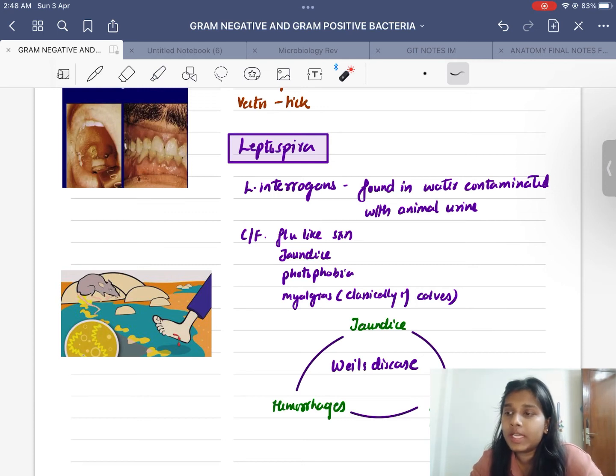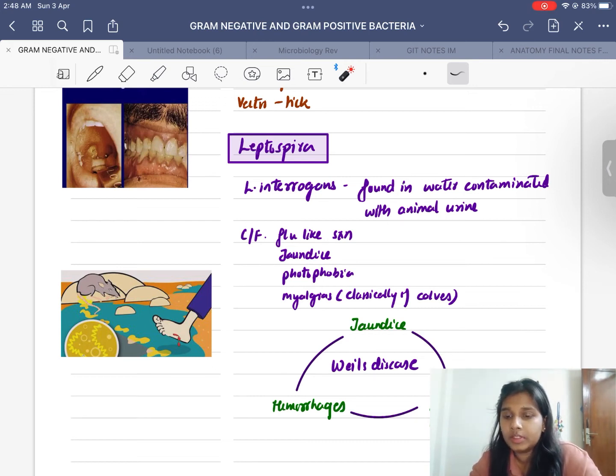Now a complication of Leptospira is called Weil's disease. What happens in Weil's disease? You need to remember the triad. It's a hemorrhagic condition in which you have hemorrhages, renal impairment, and jaundice. So hemorrhages, renal impairment, jaundice is the triad for Weil's disease. Weil's disease is a complication of Leptospira infection.